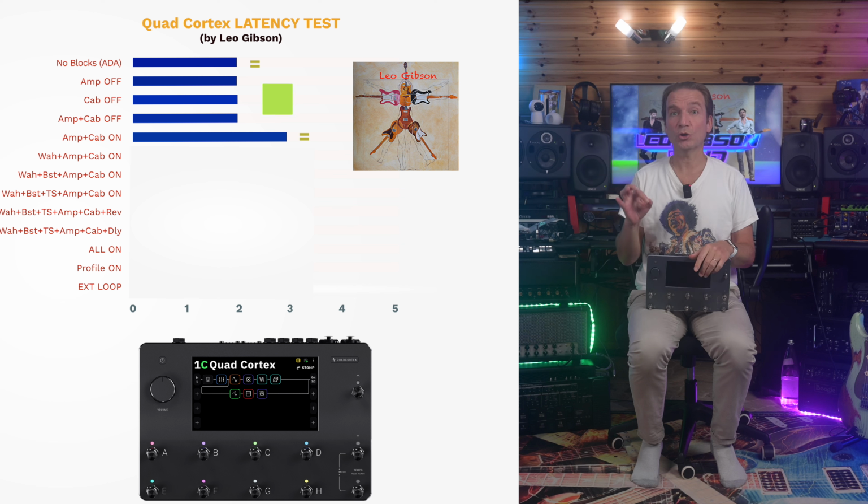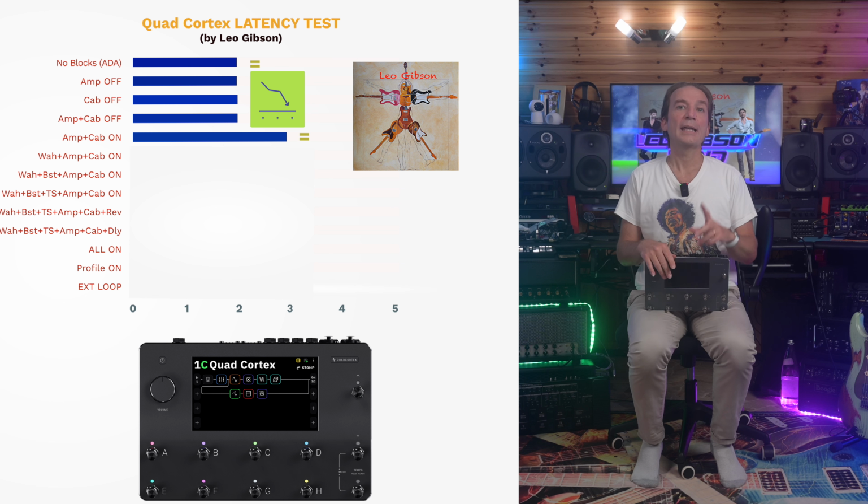In the tests I did before the release of firmware 2.1, the latency with the amp and the cab switched off was increasing, with 2.3 milliseconds with the amp switched off and 2.6 milliseconds with the cab switched off. And if both the amp and the cab were switched off, we reached 3 milliseconds of latency. This is the first significant improvement with the new firmware. I mean, now the latency does not increase if the blocks are in the chain but switched off.